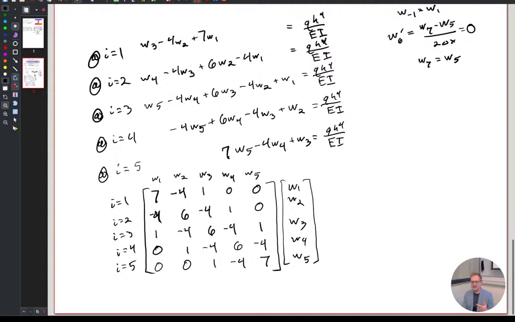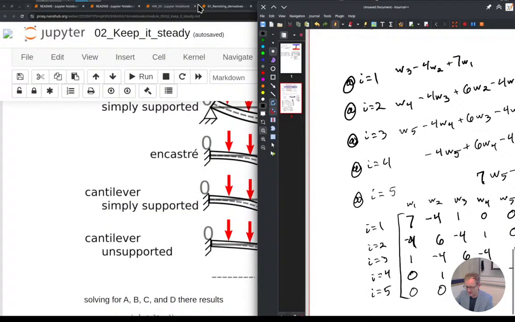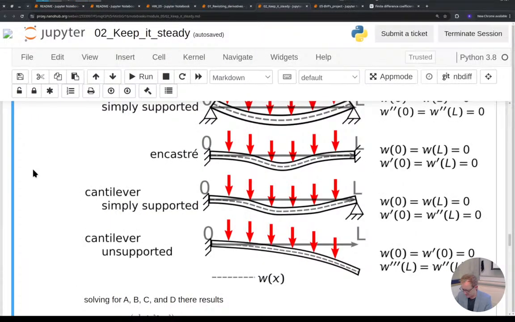So the main thing that changes for this fixed beam is that the first 6 and the last 6 along that diagonal turn into a 7. So we have to add 1 to that first and last term. So let's see how that looks and see if it actually gives us what we're trying to get.